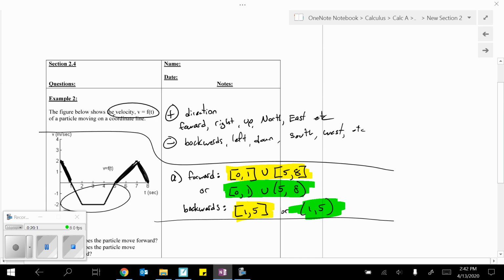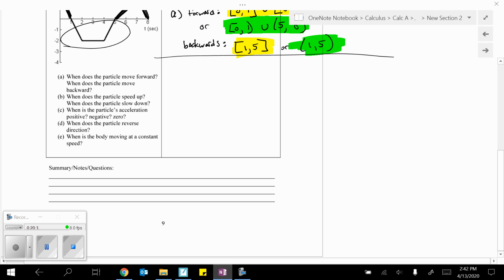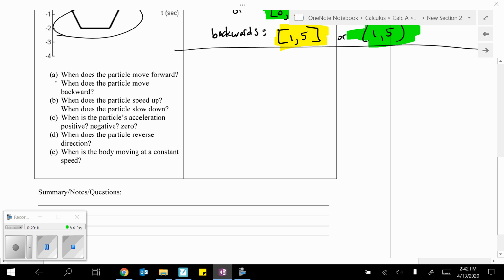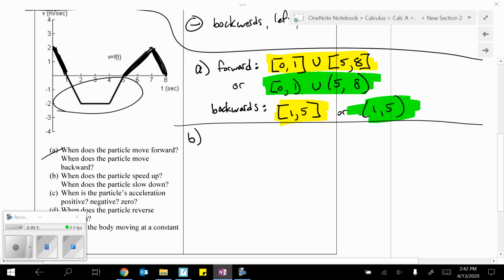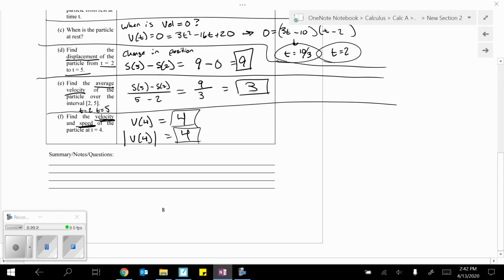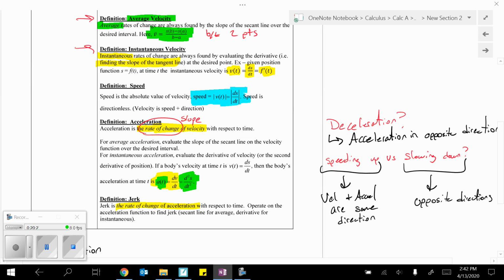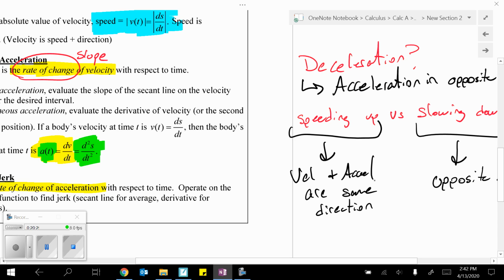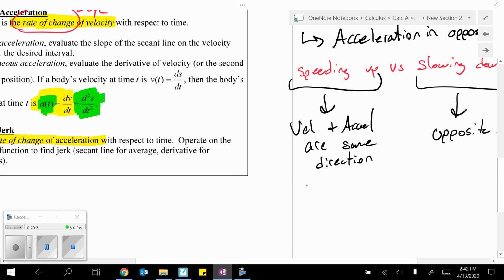Okay, took care of A. B is when is the particle speeding up, when is the particle slowing down? So I'm going to clear off my graph here. Remember, speeding up, we said, was 2 pages ago, speeding up is when velocity and acceleration are in the same direction. So that would either be both positive or both negative. Either is fine. So let's take a look at our graph here.